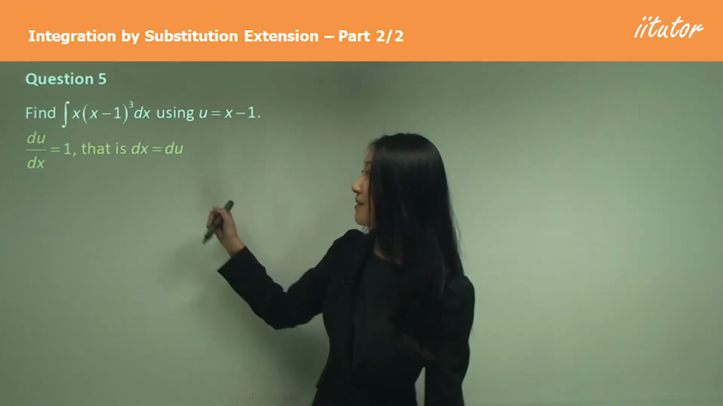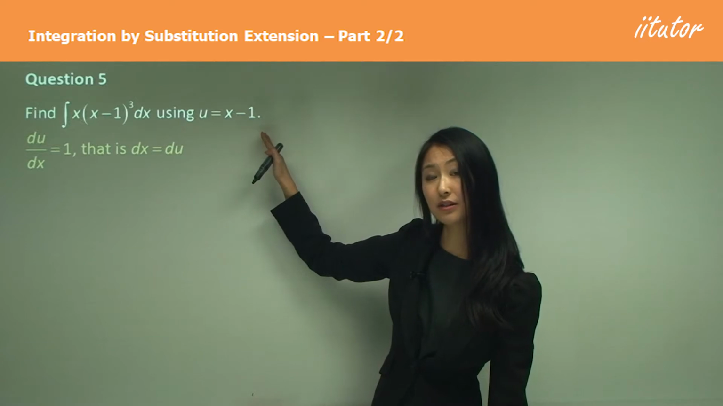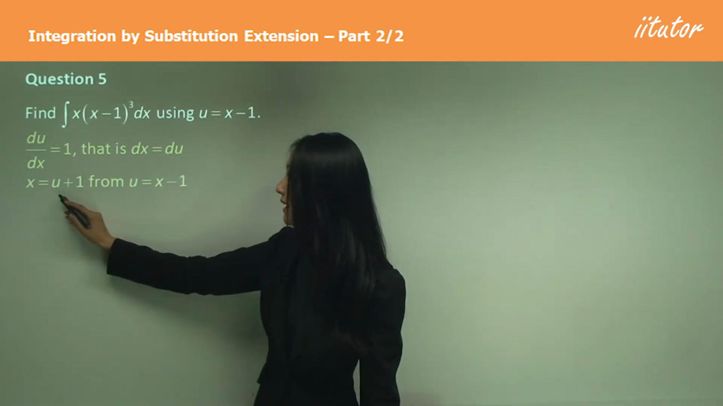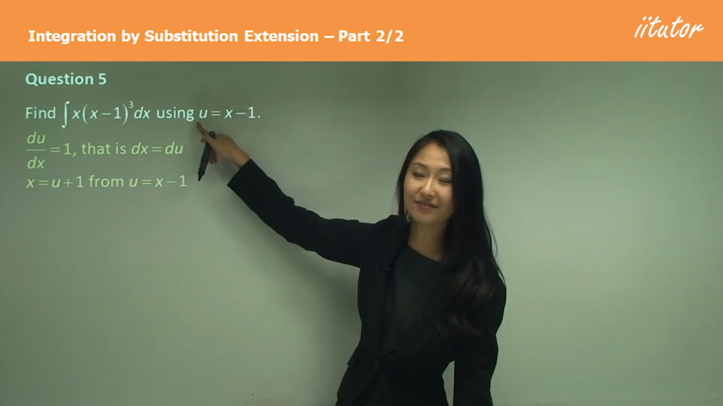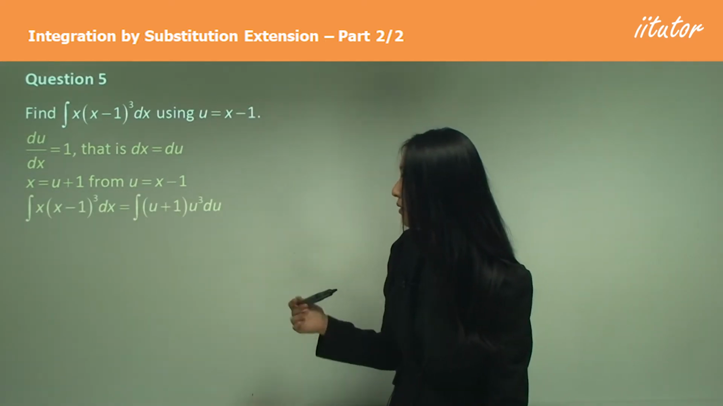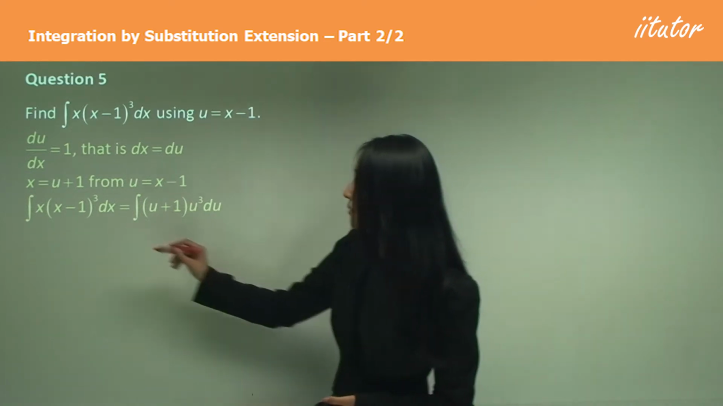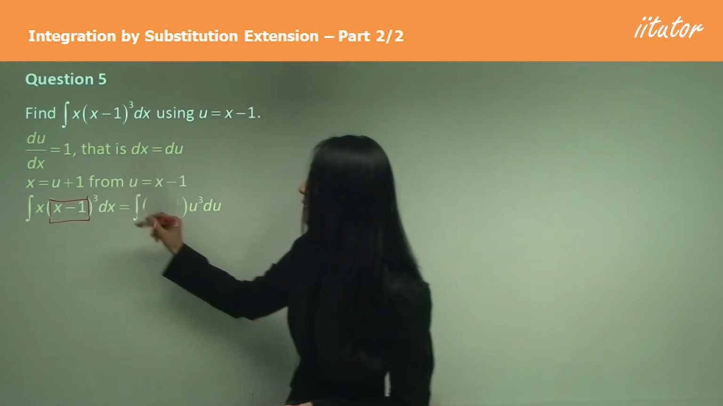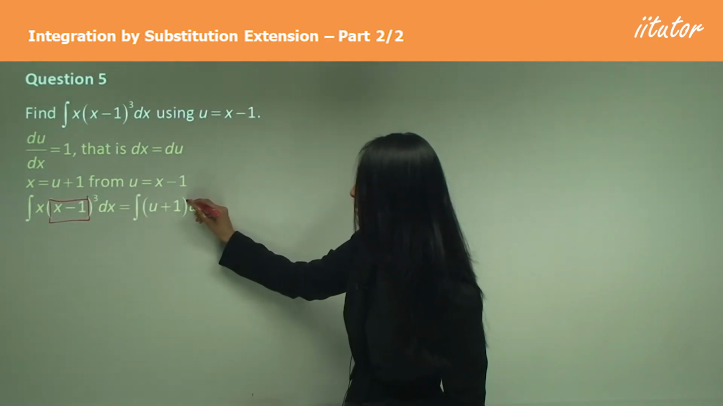But that means I won't be able to cancel out the x up there, so I'm going to have to rearrange this equation. So x equals something, and here x equals u plus 1. Essentially just move the 1 over. And now I can substitute. So here, what I've done is this x minus 1, that was what we let u equal. So that's your u here.